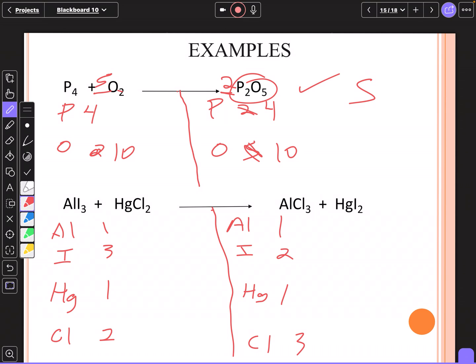So when I look at this one, the way I want to balance it, we can start with our chlorines. If I have 3 and 2, then I'm going to need to make the least common multiple of those, which is 6. So I want to have 6 chlorines on each side. If I go to the right, I would need to put a 2 right here. Now I have 2 aluminums. I have 6 chlorines. I go to the other side to balance my chlorines, and I put a 3 in front of there because I need 6. That changes that to 6, and then I have 3 Hg.